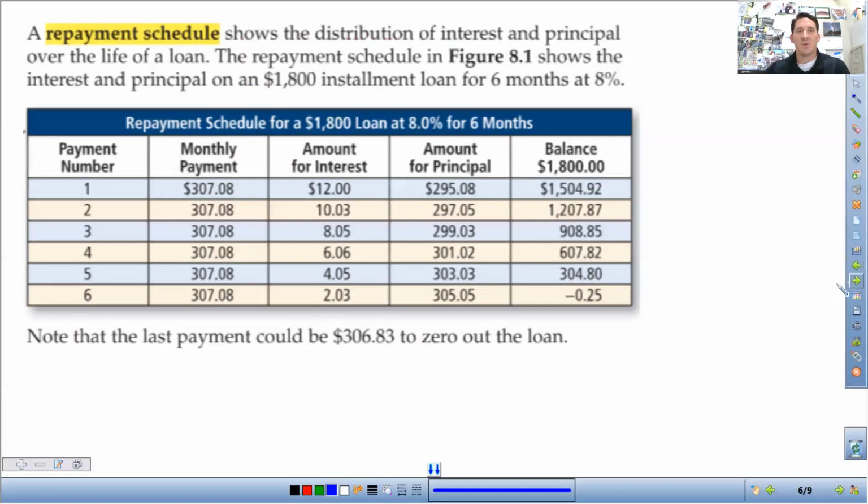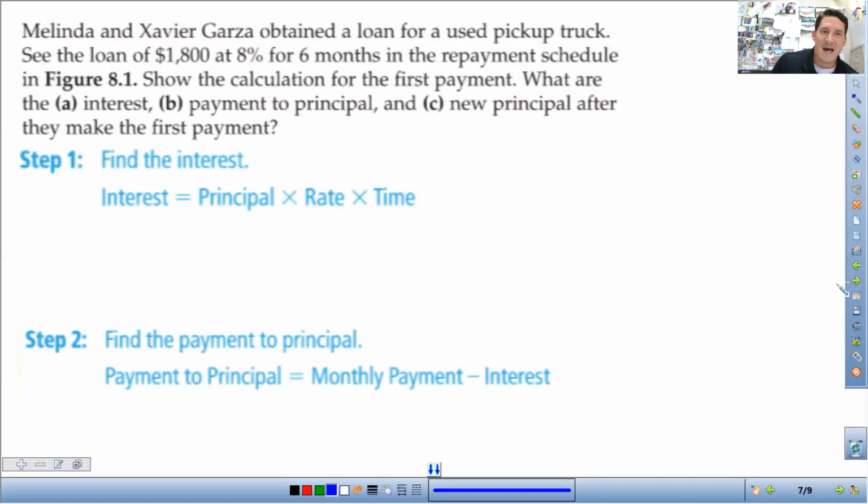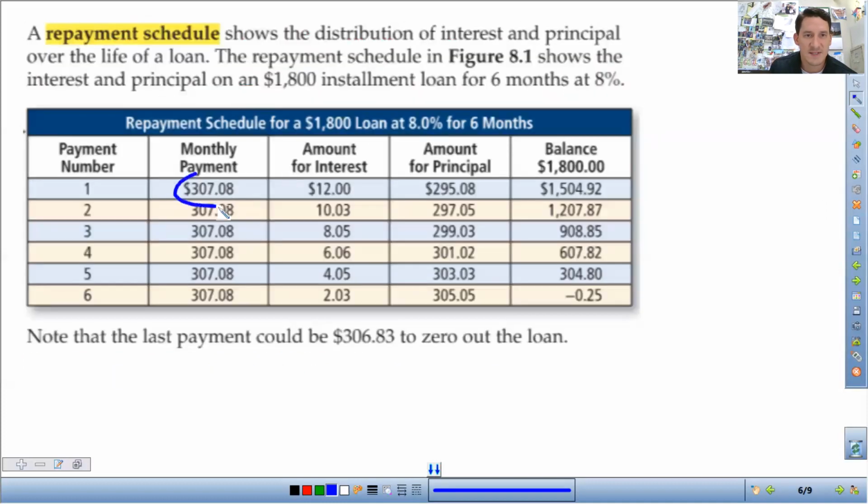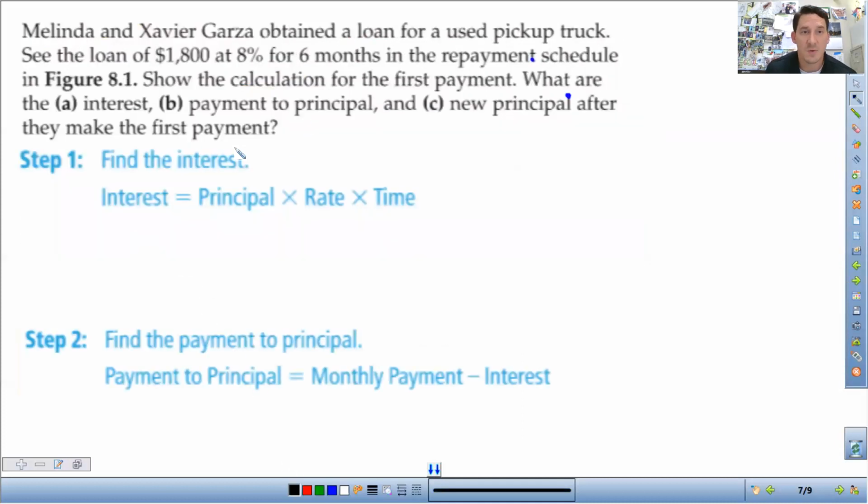Let's take a closer look at how that's calculated. This is for the last problem we were looking at, Melinda and Xavier, the $1,800 loan for 8 months, and her monthly payment back here is $307.08. The first thing we need to do is find the interest. It's the principal, which was the $1,800, times the rate of 8%. Don't forget to change that to a decimal. Times the time. This is for a monthly payment, so the time for the interest is 1/12.